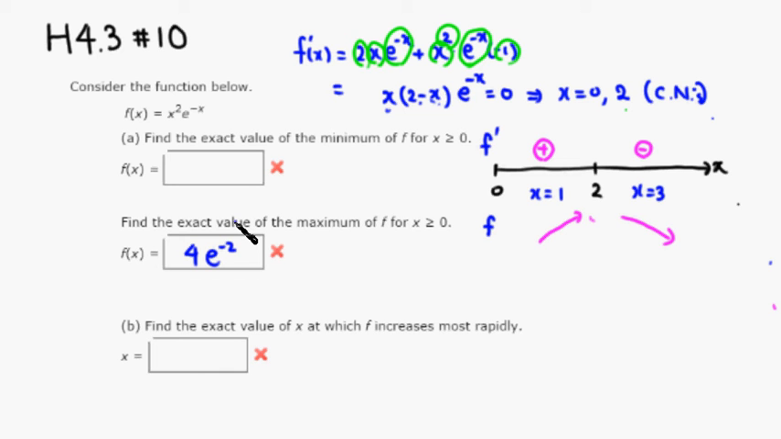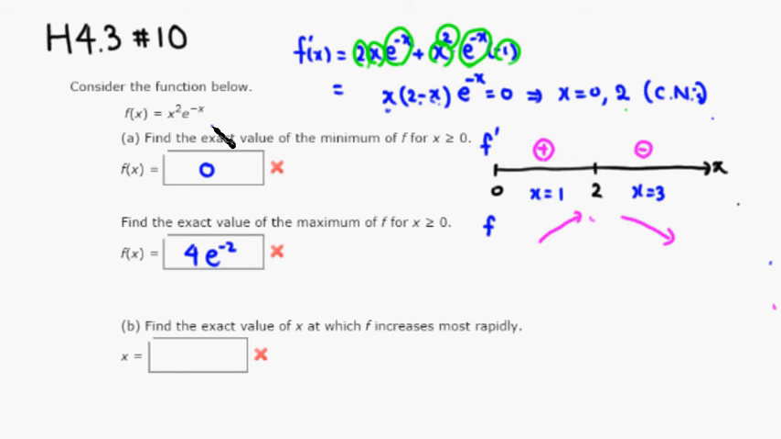Now, the exact value of the minimum. If you look at it, at 0 it's probably the lowest because the function goes up and then comes back down. But x squared is always positive as long as x is greater than 0, and e to the negative x is always positive, which means that after 0, it's never going to hit 0 again or lower. So the minimum value is going to be 0.